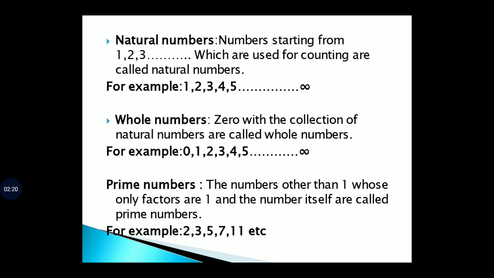Next comes prime numbers. The numbers other than 1 whose only factors are 1 and the number itself are called prime numbers. For example, 2, 3, 5, 7 and 11. Is called a prime number.